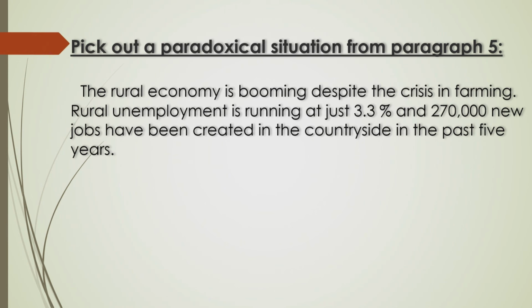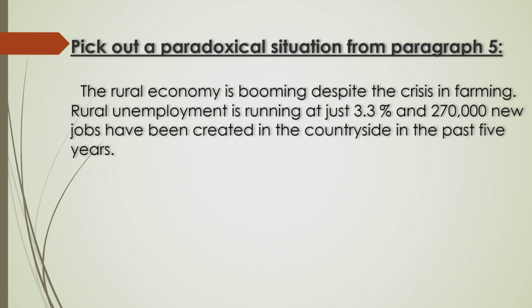Now we'll focus on paragraph 5. It was taken from the text, and it's here. We'll pick out a paradoxical situation from paragraph 5. Well, it reads here that rural economy is booming despite the crisis in farming. Rural economy, unemployment is running at just 3.3%, and 270,000 new jobs have been created in the countryside in the past 5 years.